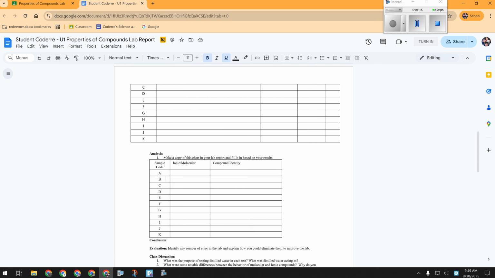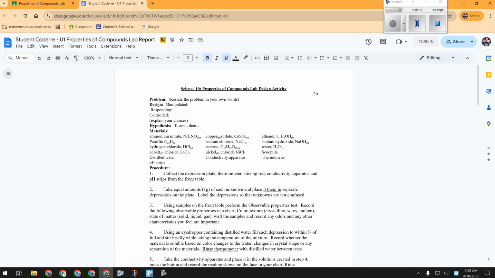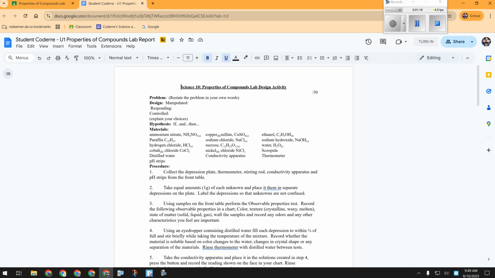Remember that the identities are up here in the materials list. So you just have to figure out, was A water? You've got to use the properties to figure that out. Does everyone follow what they're doing for the analysis?